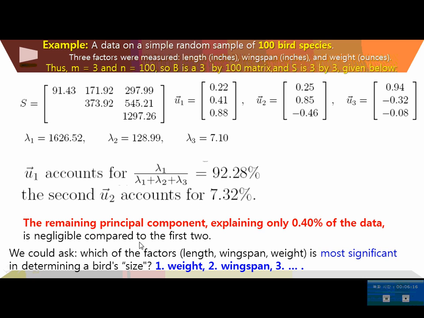So in this example, the remaining principal component is negligible compared to the first two eigenvalues. Here, we can think about which of the factors, length, wingspan, or weight, is most significant in determining a bird's size. We were able to find that weight and wingspan are most important, and the others follow in order. So when we measure this example, weight and wingspan are most important, and we can ignore the other factor. This is the key.